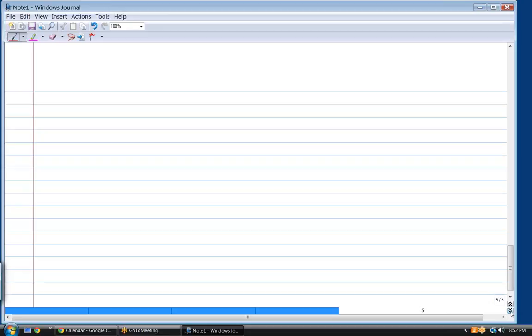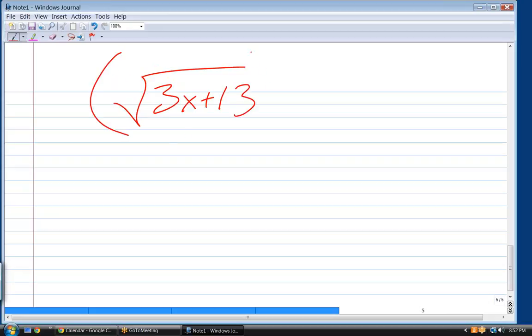Let's see here. Let me find a more difficult one. Alright, so we have the square root of 3x plus 13, and then on the outside of that there's a negative 5. As a coefficient or as an exponent? Not as an exponent. I think it's as a coefficient, but in this problem there's no parentheses. I don't know if that affects it at all.